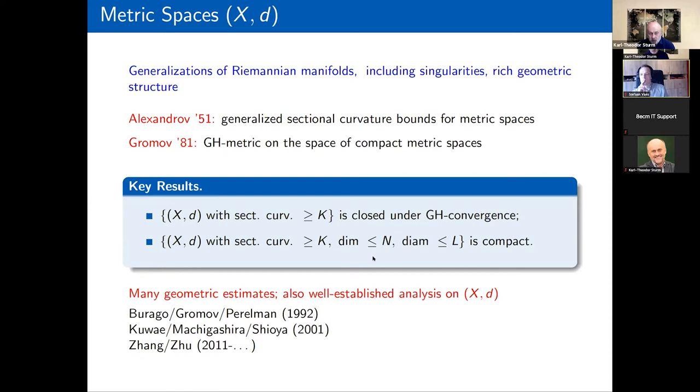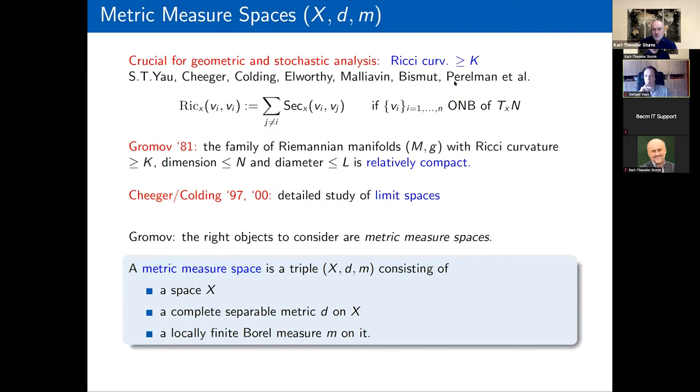So for metric spaces with curvature bounds, in the sense of Alexandrov, many geometric properties can be deduced, which more or less reflect the Riemannian world. There is also a well-established analysis on these spaces. However, concerning analysis, it is known by fundamental contributions of many of the leading people in this field that the crucial quantity is not a bound on the sectional curvature, but the crucial quantity in many estimates of geometric analysis, spectral calculus, stochastic analysis, and so forth, is a lower bound on the Ricci curvature. The Ricci curvature is the trace of the sectional curvature, and thus a bound on the Ricci curvature is less restrictive than any bound on sectional curvature.